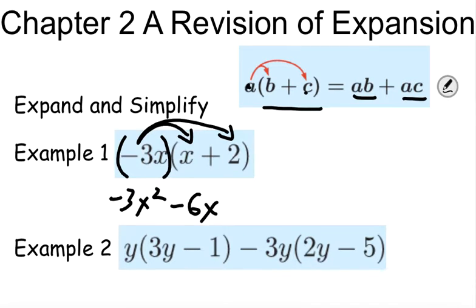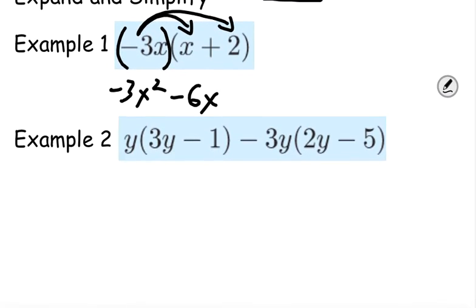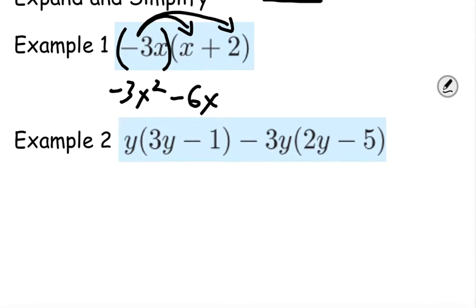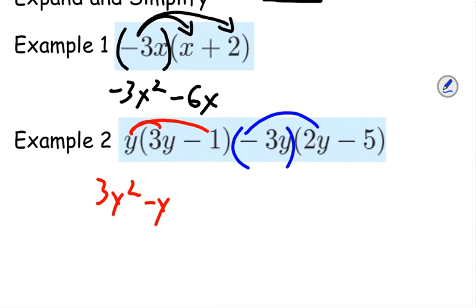On example 2 here, what we're going to see is we're going to need to distribute for both of them. So here I'm going to do y times 3y, and I get 3y squared, and y times negative 1, and I get negative y. Over here, I'm going to multiply the negative 3y, remembering to carry that sign with it. So I get negative 3y times 2y is going to be negative 6y squared. And then negative 3y times a negative 5 is going to be plus 15y.